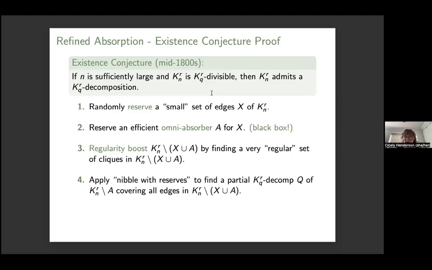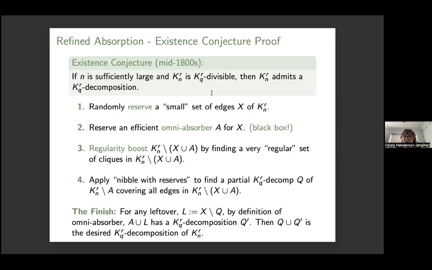So if we put this together, then what's left over from this partial decomposition? Well, it can only live in X, right? Nibble with reserves said that we pushed our leftover into this special set X. Great. Well, by definition of the omni-absorber, A is capable of decomposing what's left. And so that gives us another KQR decomposition just of this leftover in A called Q prime. And then Q union Q prime is the desired KQR decomposition of K_n^R.